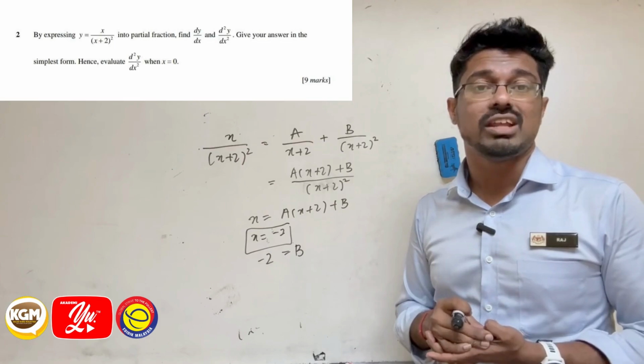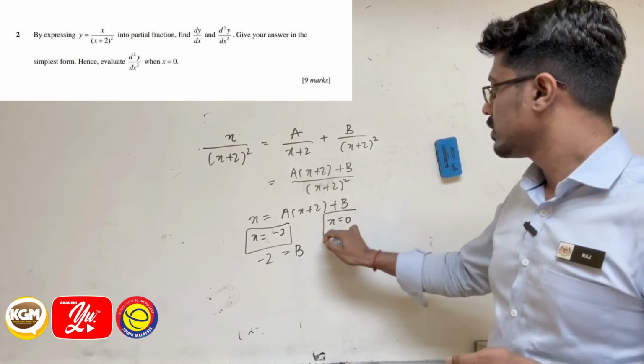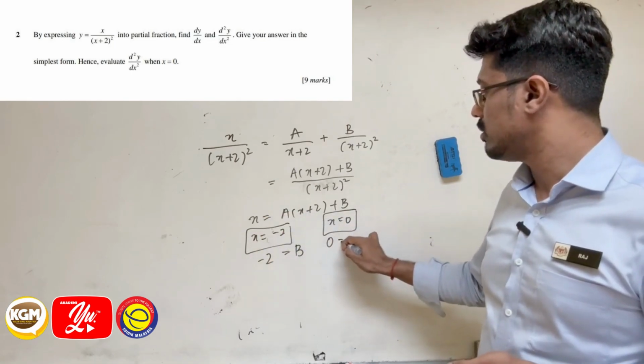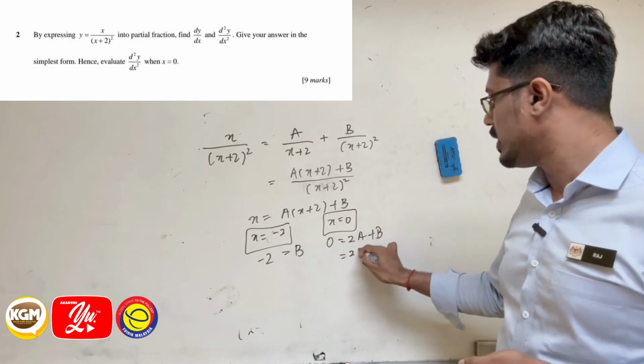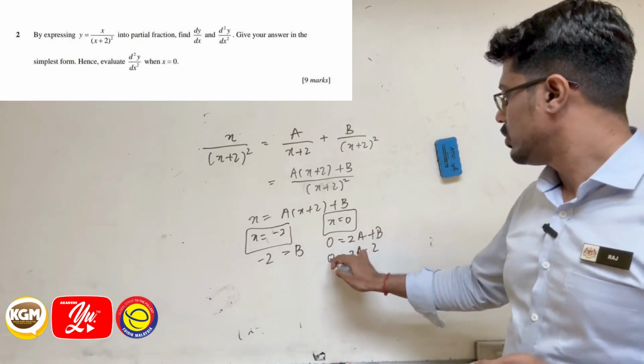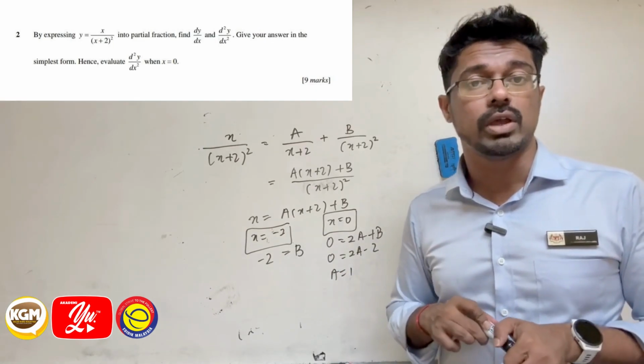If I can't find another value of x to kill a term, we don't have one, so you go and choose any simple value of x. In our case, maybe I choose 0. So I put 0 here. I'm going to get 2a plus b. I want my value of a, so 2a minus 2. So my a is going to be 1. Simple as that. So I already obtained my values of a and b.